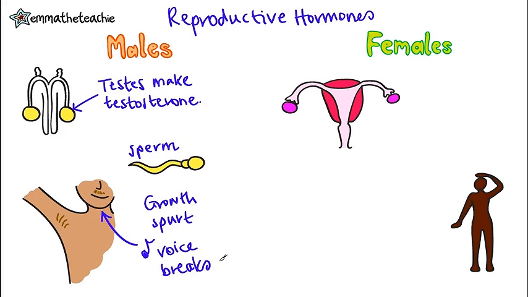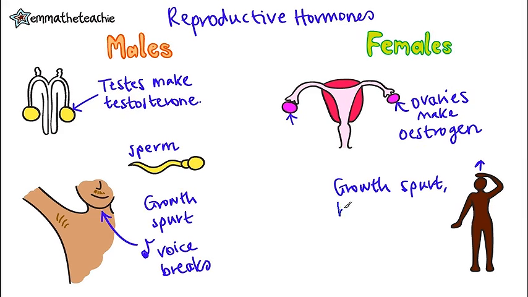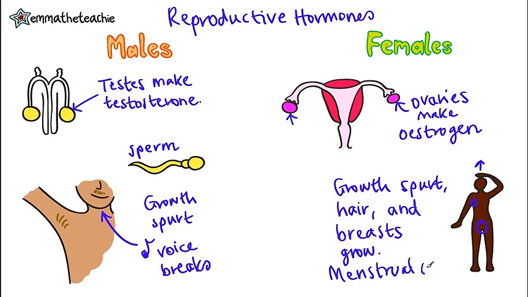In females, the ovaries stimulate the production of the hormone estrogen. Other changes involve a growth spurt, the development of underarm and pubic hair, and the breasts start to grow. They'll also begin their menstrual cycle.